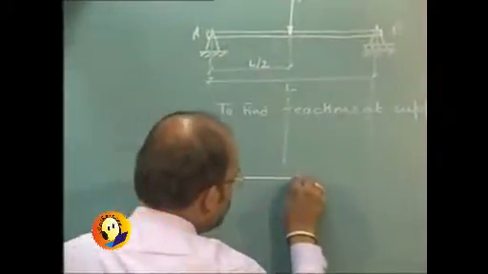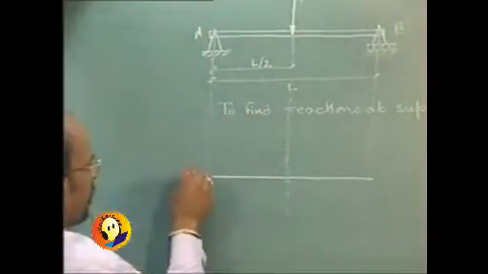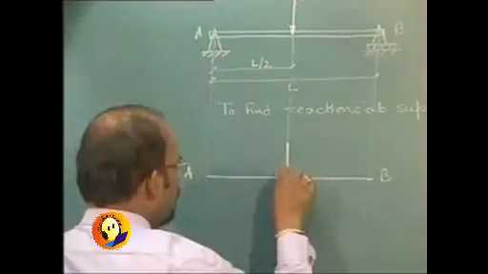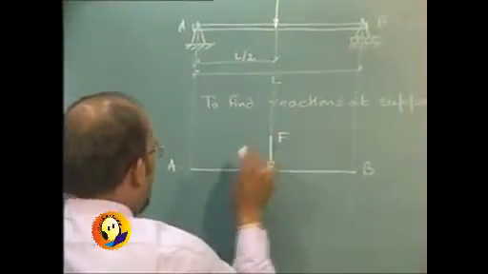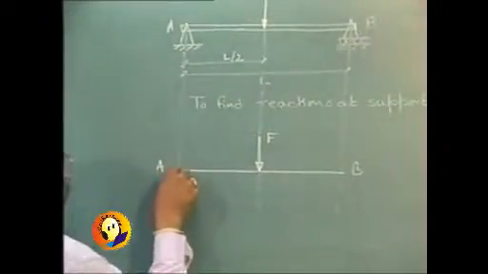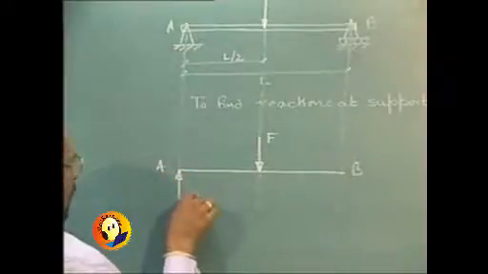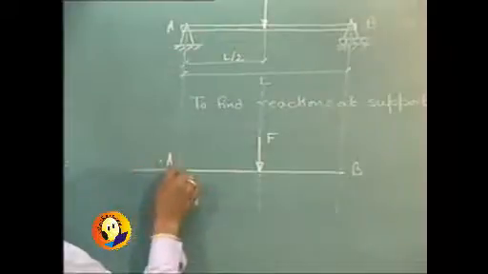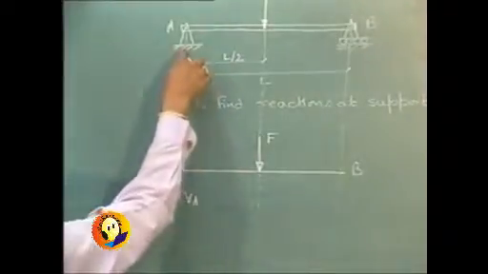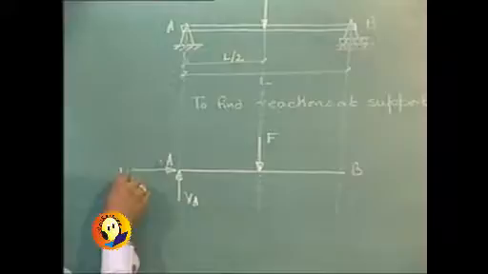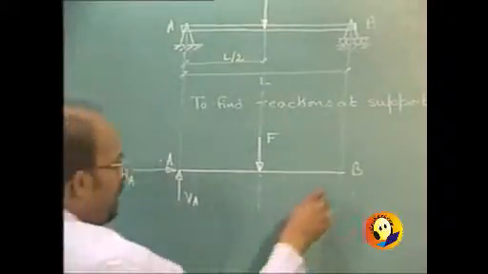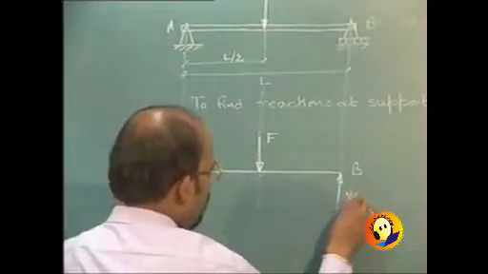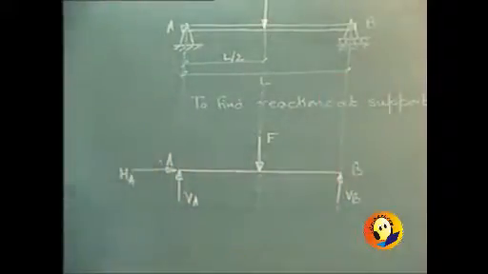Where I will show this beam AB by a straight line, force F which is already there. At A there is hinge, so I will assume vertical reaction at A as VA and horizontal reaction at A, HA, replacing the hinge by the reactions. And at B there will be only vertical reaction, VB, because it is a roller support.